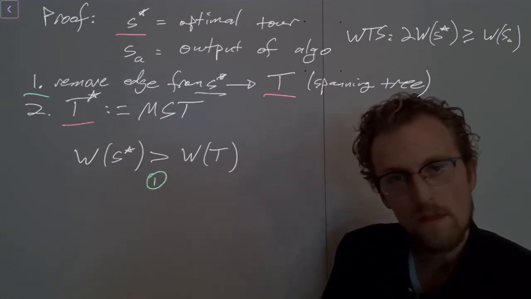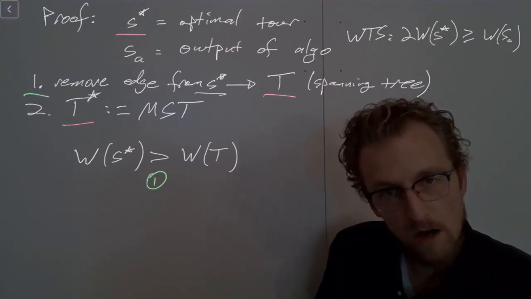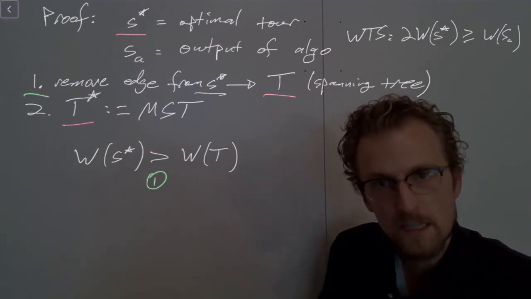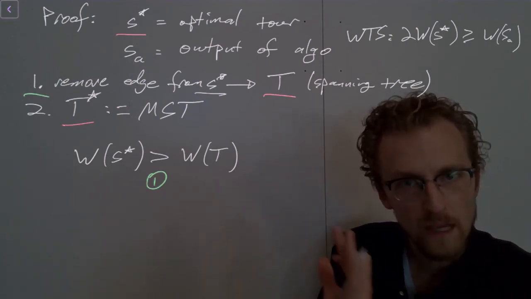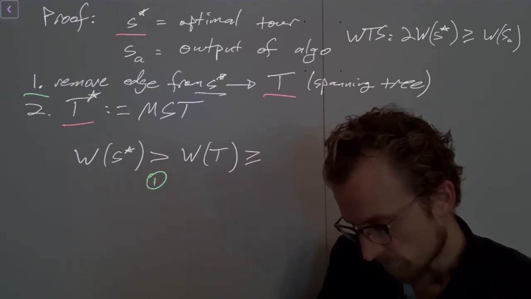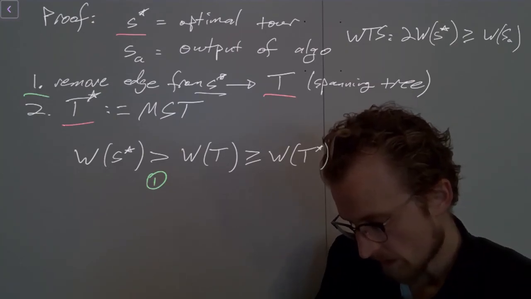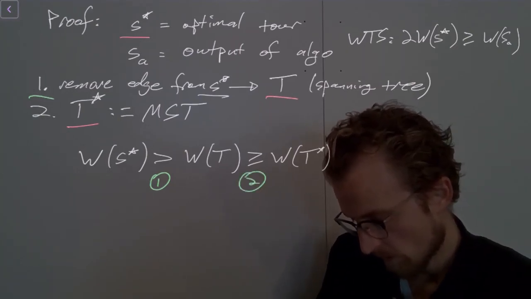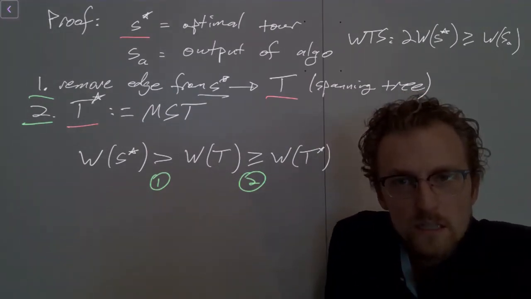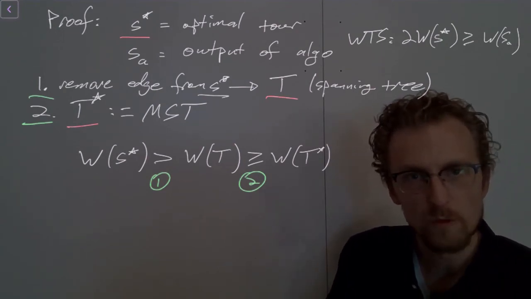Right, and then the minimum spanning tree, so T is a spanning tree, T star is a minimum spanning tree, so that means T star can't be any more costly than T. They're both spanning trees, and T star is a minimum spanning tree. So we have another inequality here. T star, right? And this is because of step 2. So this is clear enough, right? The minimum spanning tree can't have a higher cost than the optimal tour.